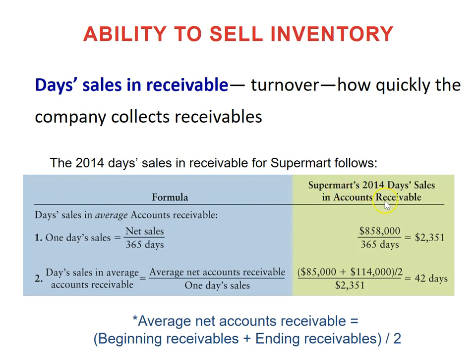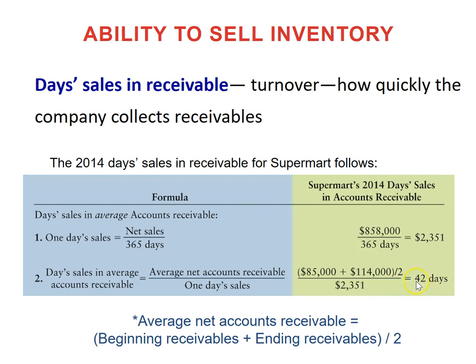In the 2014 example, the net sales is 585,000, and if you divide it by 365, you will get your one day's sales. Now to calculate the days' sales in average accounts receivable, your numerator will be average net accounts receivable, and your denominator will be your one day's sales. Again, for the average receivables, you take the current year's receivables plus your past year's and divide by 2, and then you divide the whole thing by the one day's sales you found here. This is how you calculate your days sales in receivables.